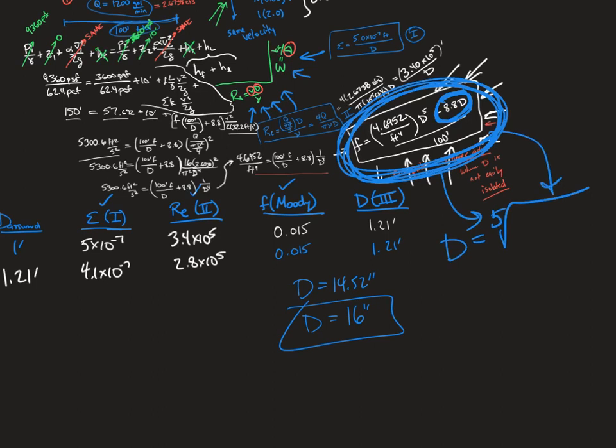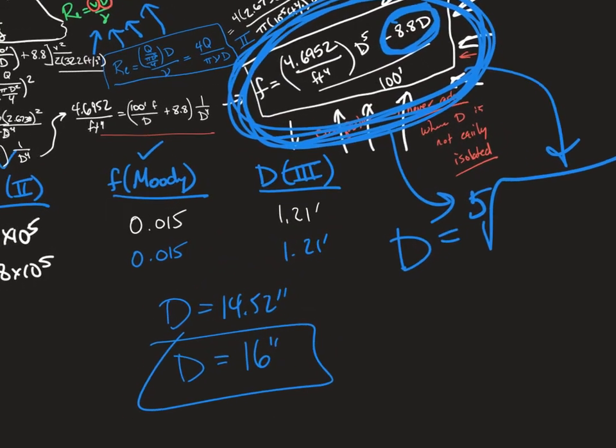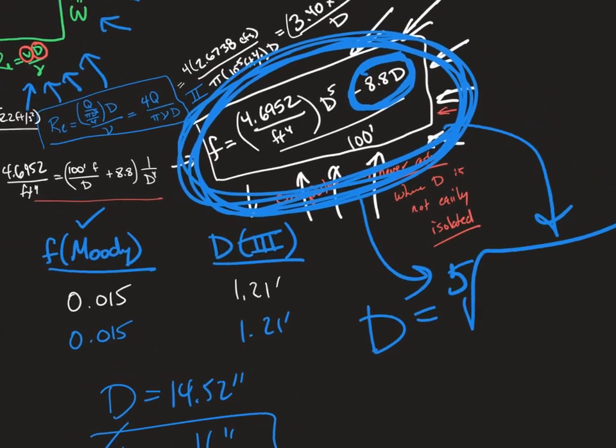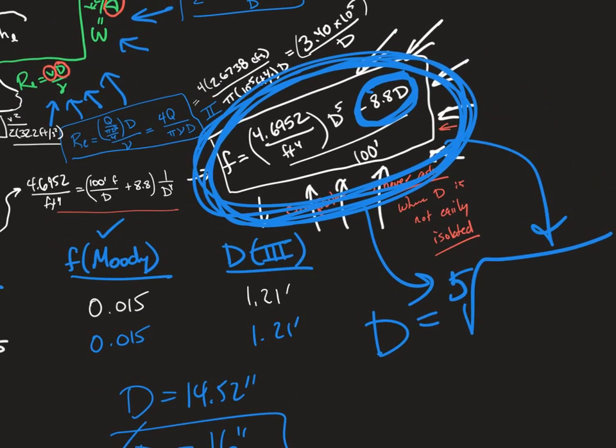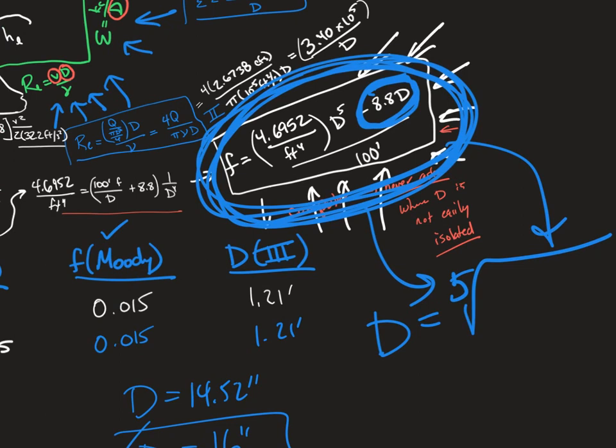And in fact, what I could have done if I wanted to solve this without using a computer solver is I could have assumed that the minor losses were unimportant. So what you would do there is assume the minor losses are unimportant, solve the problem, and then come back and compare this term right here, this 8.8 times d, to this term right here. It's hard to tell based on our current solution, but if I plug in 1.21 right here, I'm going to get approximately 10.